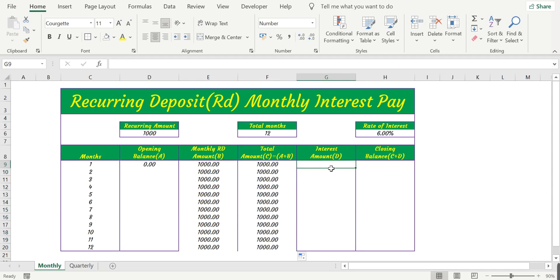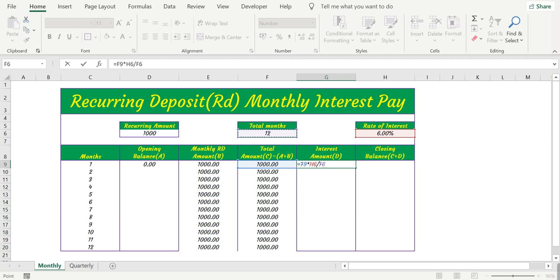Now, the interest amount. Interest amount will be calculated on the total amount. Total amount is here, multiplied by 6% rate of interest, divided by 12. The reason why I'm dividing by 12 is because the rate of interest we have, 6% here, is per annum. Since we are calculating the interest per month, we need to divide by 12.